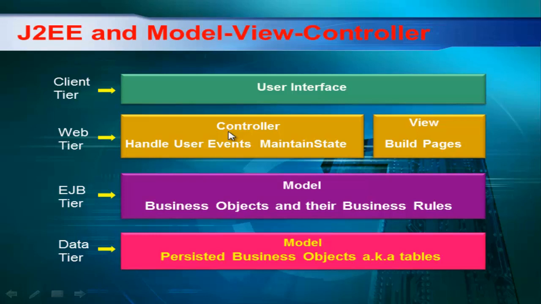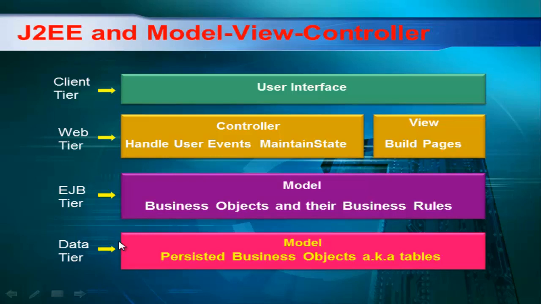Now, where is the model? The model is taken care of in the business layer, and in the business layer we have EJB, Enterprise Java Beans. We have not seen that yet. We will see that in the later classes. Behind the scenes, you may have some data tier that interacts with the database.